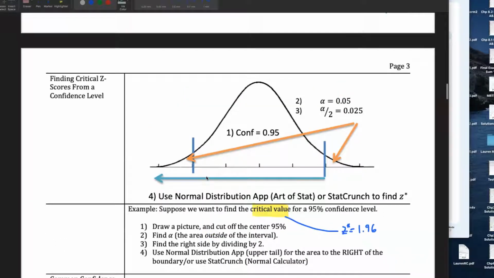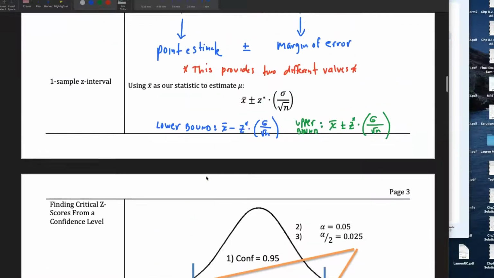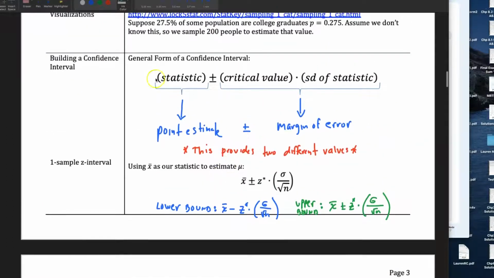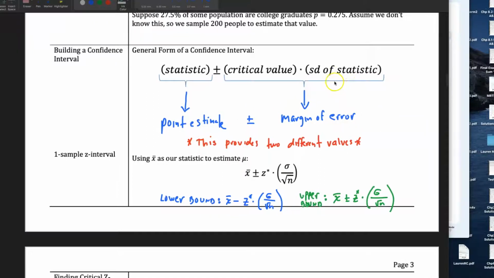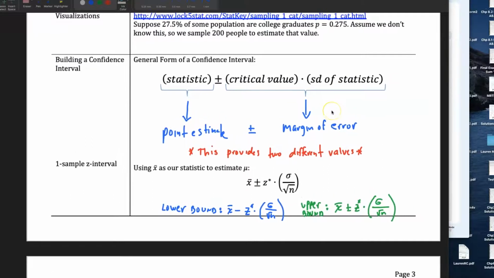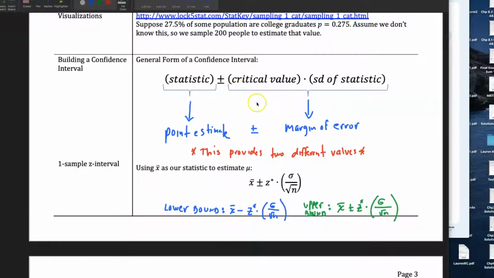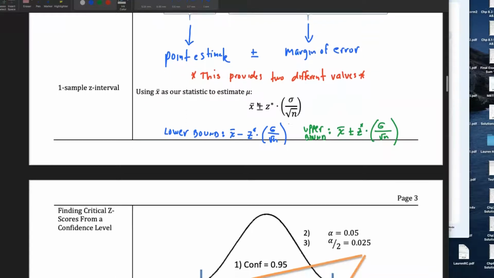Now, let's take a look at actually how we're going to construct a confidence interval. And remember, a confidence interval has this general form: your point estimate plus your margin of error. In this margin of error calculation, we'll know the point estimate, we'll know the standard deviation of the statistic, right? The sampling distribution. It's the critical value that confuses students many times.